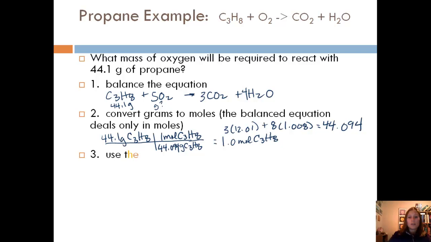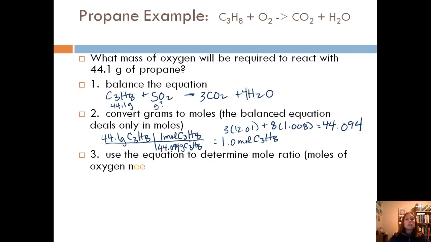Now I can use my mole ratio. Okay, so now I want to use the equation and the moles, the balanced equation, to determine the mole ratio, or the moles of oxygen needed. So we're breaking this down into each individual step. Normally I would continue this all in one long stoichiometry problem, and we will do some other examples of that. But just keep that in mind. We're kind of breaking it up into steps.